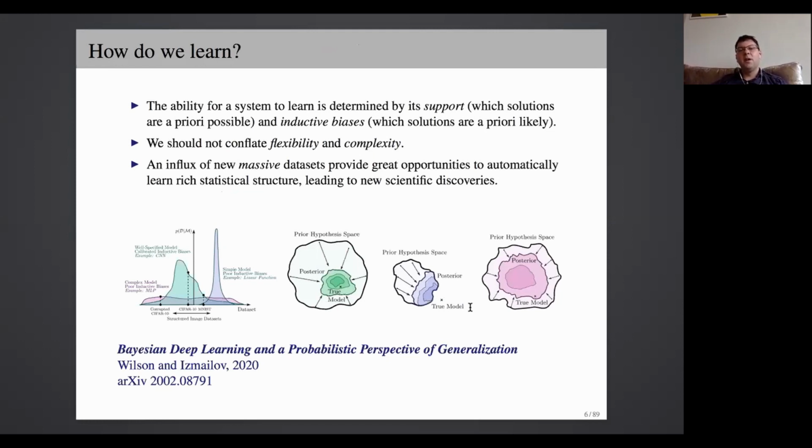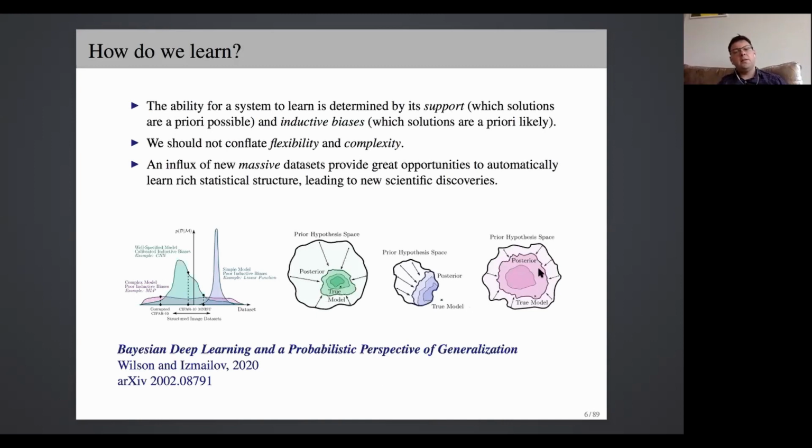At the same time, we don't necessarily think all of those solutions are likely. They might just be plausible, not probable. And so we can reflect that with inductive biases. And we should really be careful not to conflate flexibility, which I might call the support in this instance, with complexity. We can have really flexible models, like the models I briefly alluded to a few slides ago with infinitely many parameters, that in a sense are also quite simple. They have fairly simple inductive biases, which enable great generalization on problems with even a small number of points.